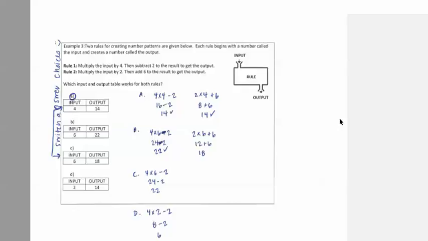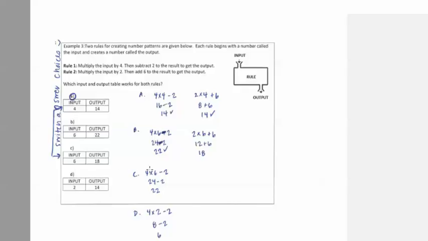All right, so rule number 1 would be to multiply the input by 4 and then subtract 2. Rule number 2 is to multiply the input by 2 and then add 6. And so which input and output table works for both rules? What I actually did here on the student copy that you now have, I've switched answer A and C because I don't want the first answer to also be the correct answer, because then kids will check out. And so what we want to do here is actually plug both inputs into our rules and see if that's true. So I'll start here with answer C, which will be the new answer A.